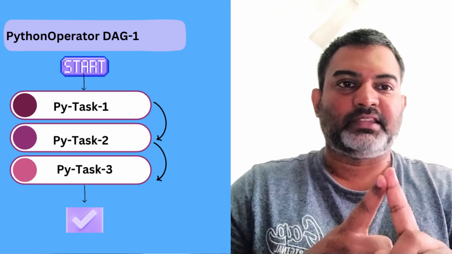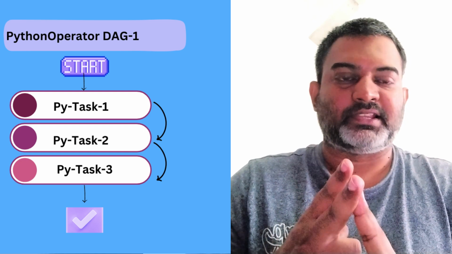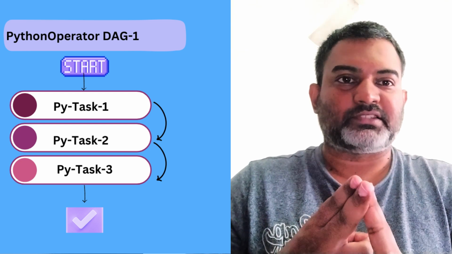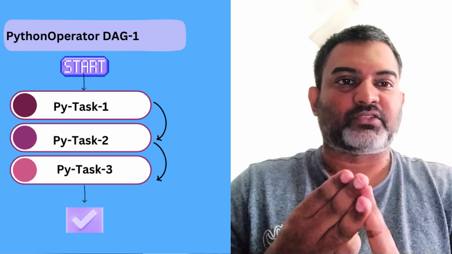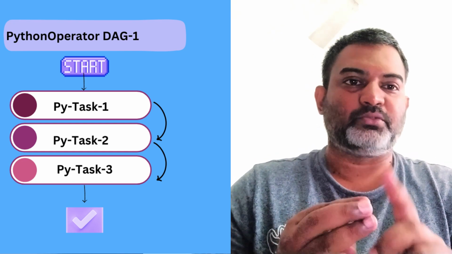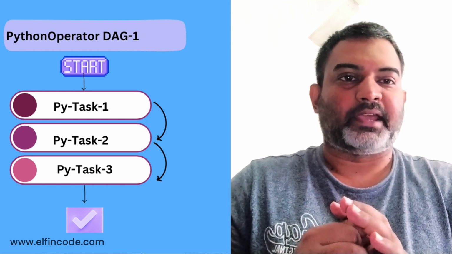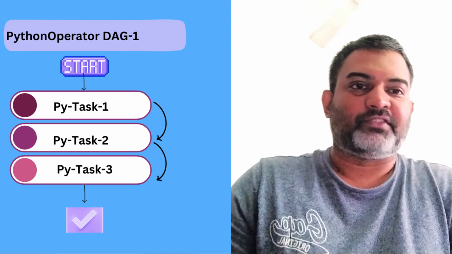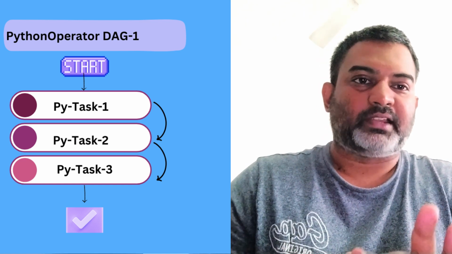The first task will run, and on its successful execution the second task will execute another Python logic. Then on the successful execution of the second Python logic, it will call the third Python logic. This is going to be our structure, and this DAG is going to run every day at midnight, daily at 12 a.m. This is going to be our first DAG for practice, and we are going to make use of the Python operator to write this particular DAG.